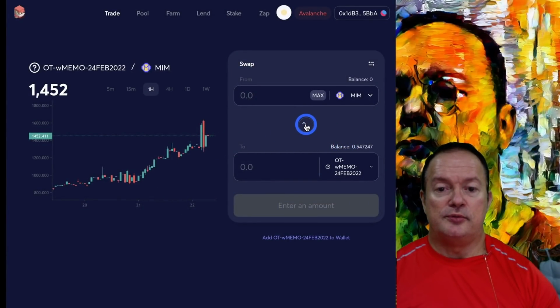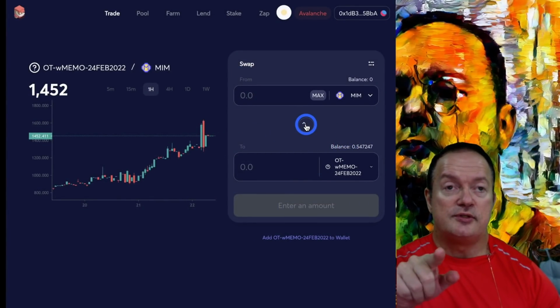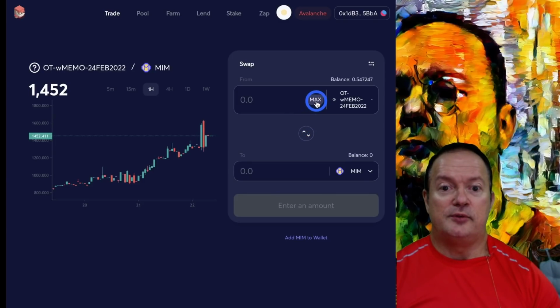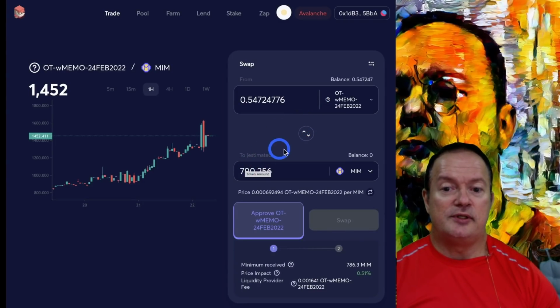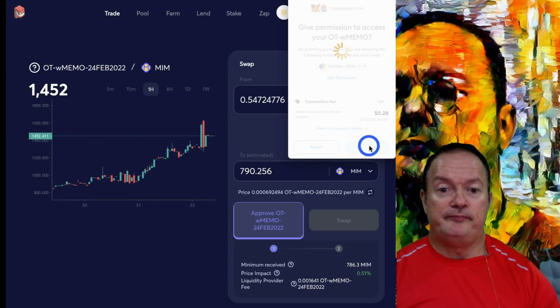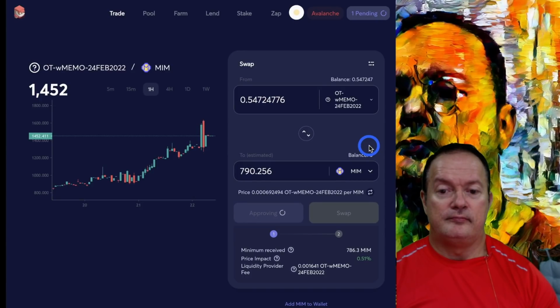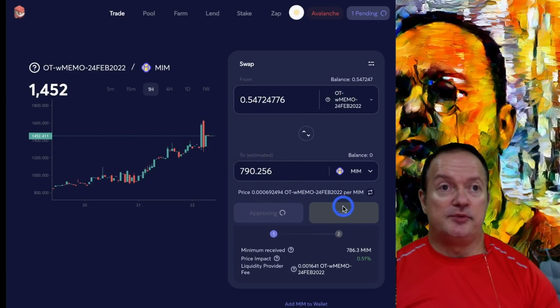So what we're going to do, we're going to turn it around. There we go. Going to hit max, and we're going to get our MIMS. Isn't that amazing? So now we have to approve. We confirm. And we wait for the approval. Once it's approved, we're going to be able to swap. But this is the first time we're doing it, so we have to approve first.